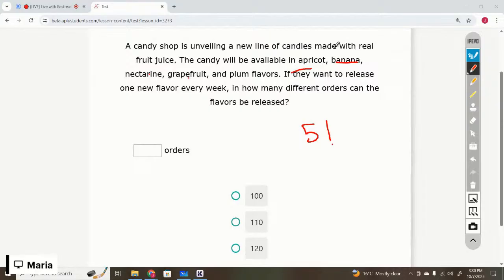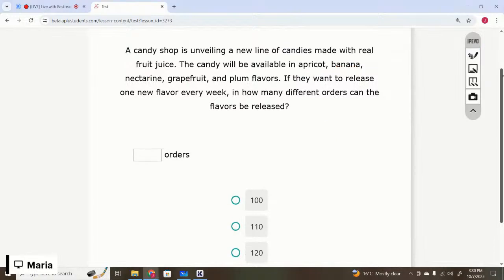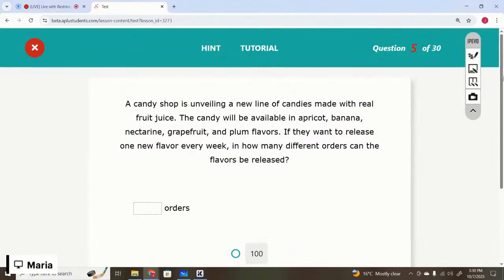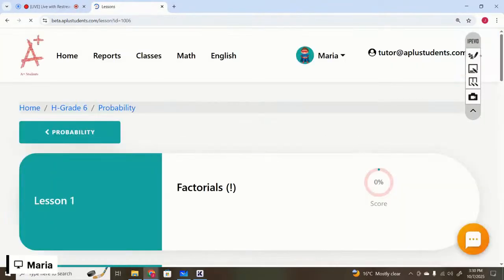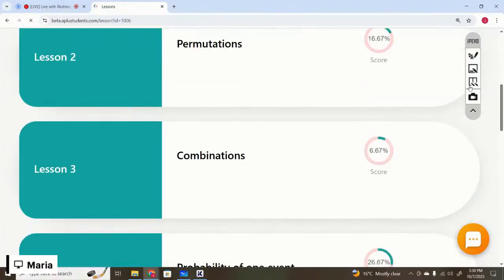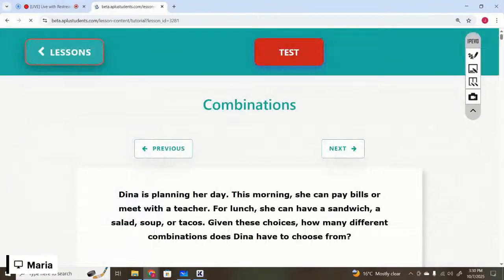Yes, 5 factorial it is. That is 120. Okay, you can complete the lesson by yourself later today. Let me just move on to the next lesson. The next lesson is combinations. Let's just start with the lesson.